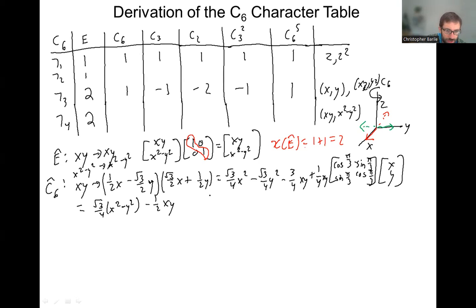Okay, so but at this stage, we're just doing C6 operation. We figured out xy goes in linear combination of x squared minus y squared and xy, but we have to figure out what x squared minus y squared does. So we have to take this term x, right, that came from the rotation matrix, and we have to square it. And so I'm going to do that just directly. So I'm going to square this. That's going to be 1/4 x squared. And then the y squared term is going to give me 3/4 y squared.